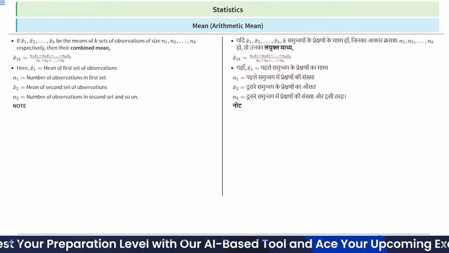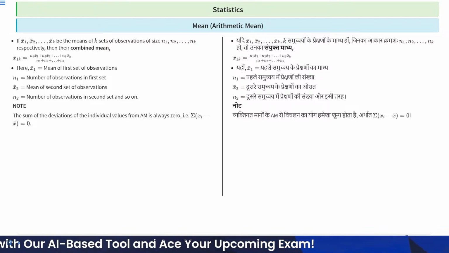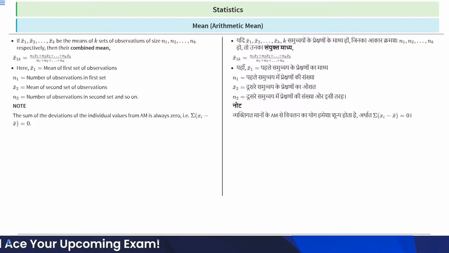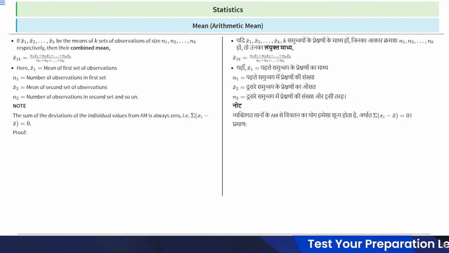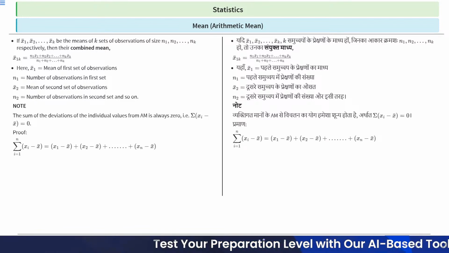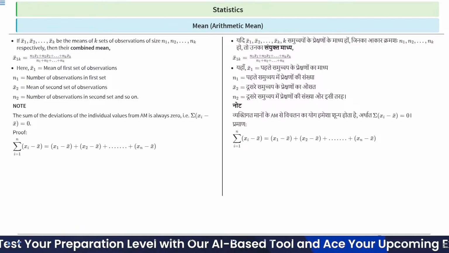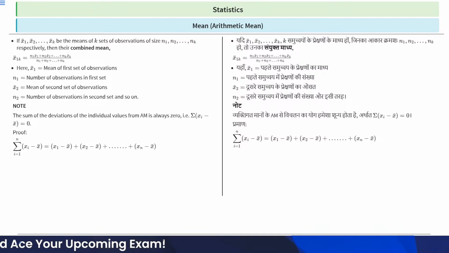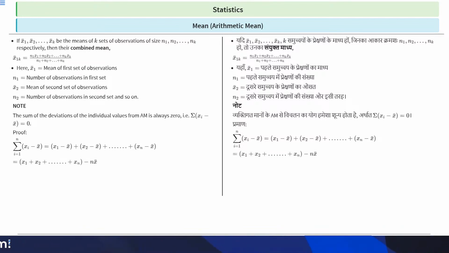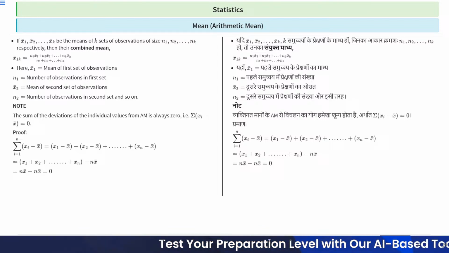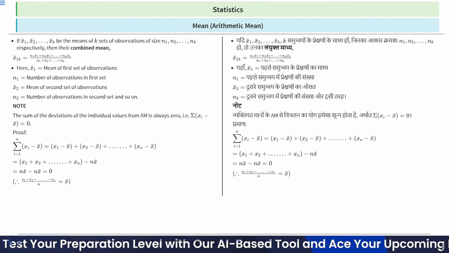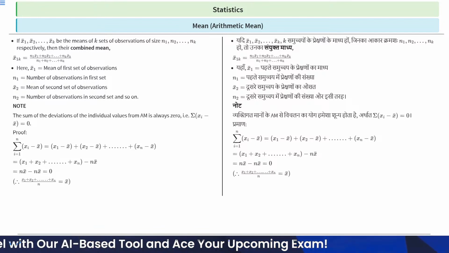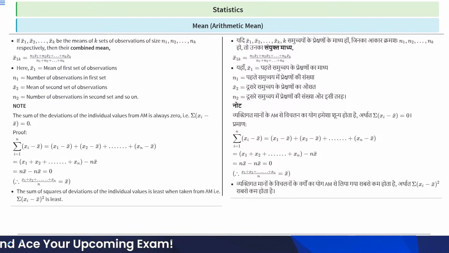Clear? So you can note that the sum of the deviations of the individual values from arithmetic mean is always 0, right? That is summation of xi minus x bar is equal to 0. Clear? You have to keep in mind. Proof of this: summation of i is equal to 1 to n xi minus x bar is equal to x1 minus x bar plus x2 minus x bar till xn minus x bar. So it is equal to x1 plus x2 plus x3 till xn minus nx bar. Clear? Now x1 plus x2 plus x3 till xn can be written as nx bar, minus nx bar is equal to 0. Clear? Because x1 plus x2 plus x3 till xn upon n is equal to x bar, right?